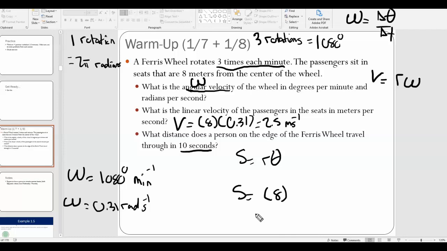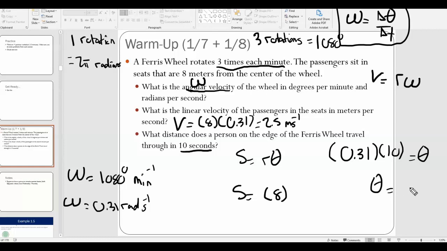Well, this question now requires us to use the angular velocity and the definition of angular velocity. Remember, angular velocity is angular displacement over time. So if we know that the Ferris wheel is going 0.31 radians per second, and we multiply that by 10 seconds, that will give us theta. Okay, that's just coming from up here, the definition of angular velocity. Plus it should make sense, like radians per second times seconds should give you radians. And so here, theta is equal to 3.1 radians.